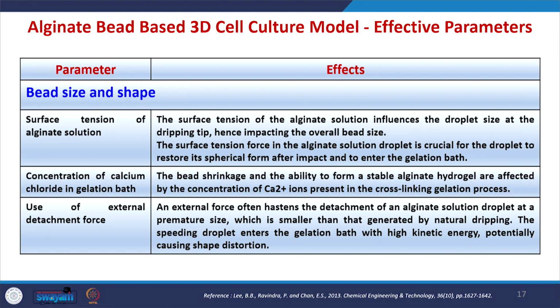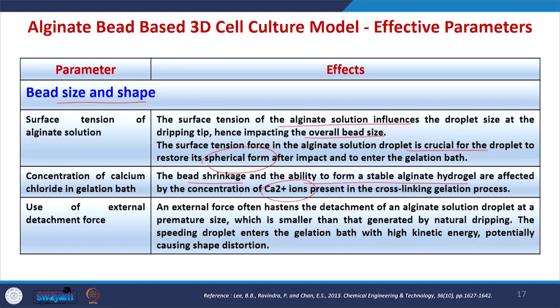The first parameter is bead size and shape. The surface tension of the alginate solution influences the droplet size, hence it impacts the overall bead size. The surface tension force in the alginate solution droplet is crucial for the droplet to restore its spherical form. And next one is the concentration of calcium chloride in the gelation bath. The bead shrinkage and the ability to form stable alginate hydrogel are affected by the concentration of calcium ions present in the cross-linking gelation process.